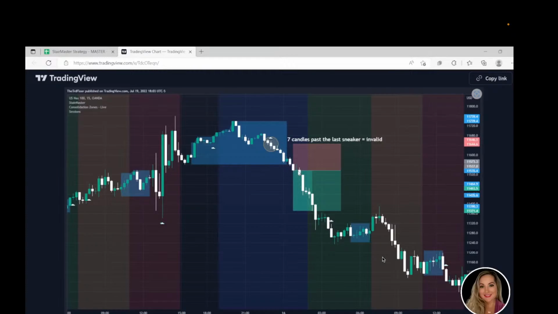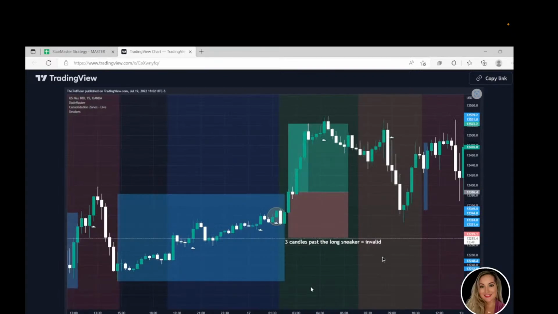The breakout of price and the sneaker need to be in the same area. This move is too far gone by the time you would be entering here. This would be an invalid trade. You do not want to get into this trade this late down here. You want to be getting in up here.